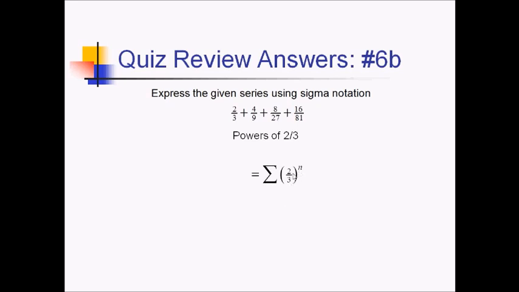So if we want to get 2/3 as our first term, that means our starting n value has to be 1. And then we want to make it all the way to 16 over 81. That's really 2/3 to the 4th power. So that means we have to go until 4 for our upper limit of summation.